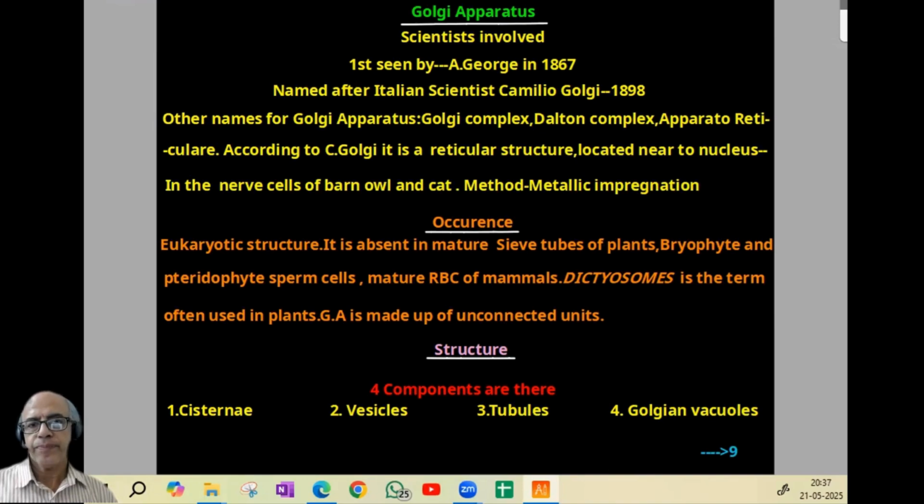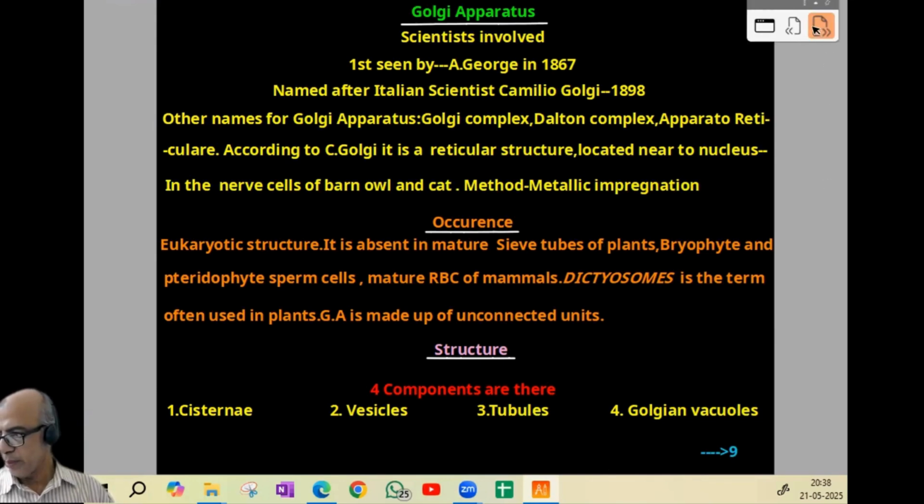Now occurrence: where we can find it, where it will be absent. It is a eukaryotic structure, so automatically absent in prokaryotes. In eukaryotes itself, it is absent in mature sieve tubes of plants, bryophyte and pteridophyte sperm cells, and mature RBC of mammals. Dictyosome is the term often used in plants, and Golgi apparatus is made up of unconnected units. Now structure. In the Golgi apparatus, 4 components will be there: cisterna, vesicles, tubules, and Golgian vacuoles.